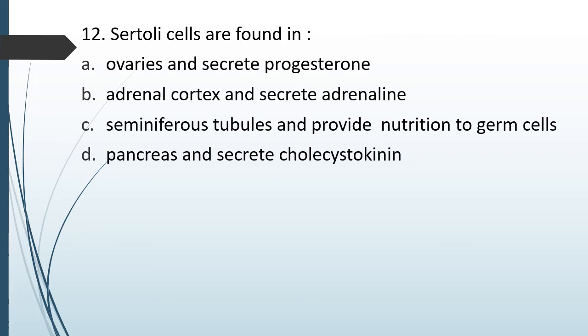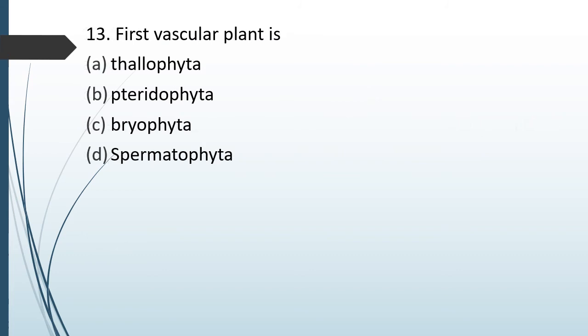Question number 90. Sertoli cells are found in ovaries and secrete progesterone, adrenal cortex secrete adrenaline, seminiferous tubules provide nutrition to the germ cells, pancreas and secrete cholecystokinin. Sertoli cells are found in. Correct answer is option C. It is found in seminiferous tubules and they provide the nutrition to the germ cells. Question number 54. First vascular plant is thallophyte, pteridophyte, bryophyte or spermatophyte. First vascular plant is. Correct answer is option B, pteridophyte.